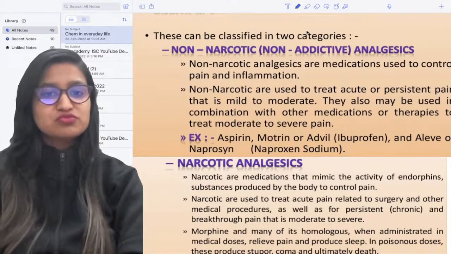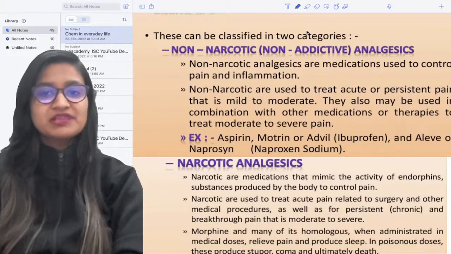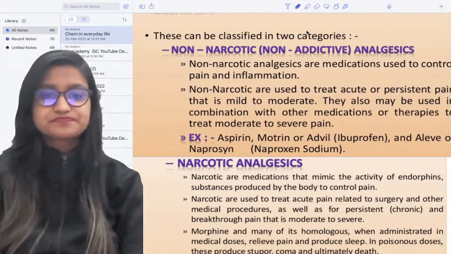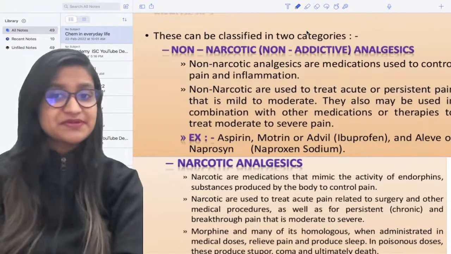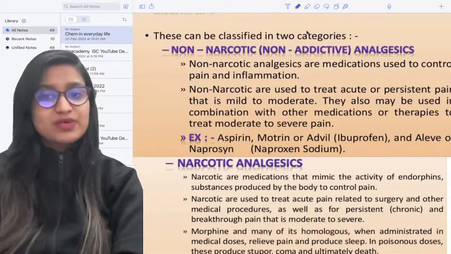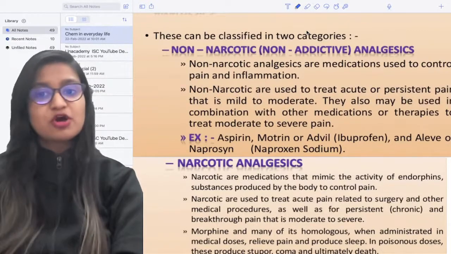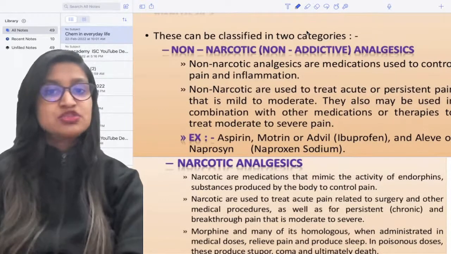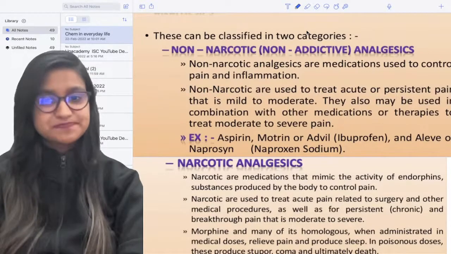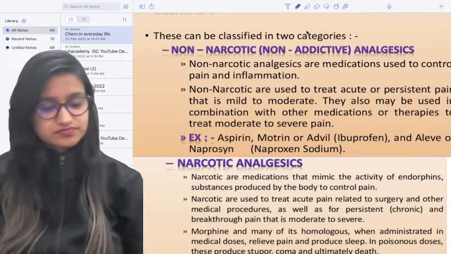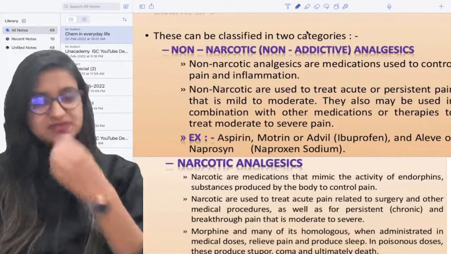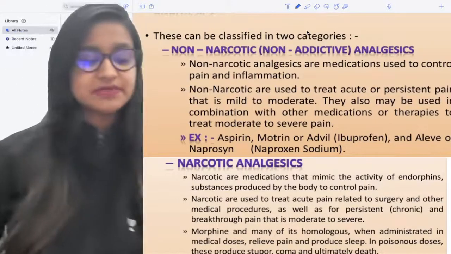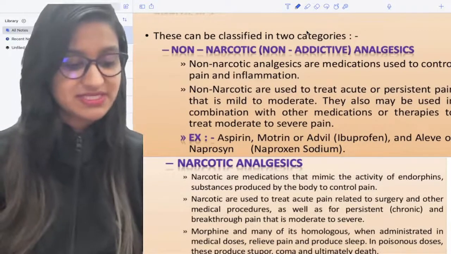They also may be used in combination with other medications or therapies to treat moderate to severe pain. Examples are aspirin, Motrin and Advil, that is ibuprofen, which you must have heard many times, Aleve and naproxen. These are the non-narcotic analgesics, which means these are non-addictive analgesics.